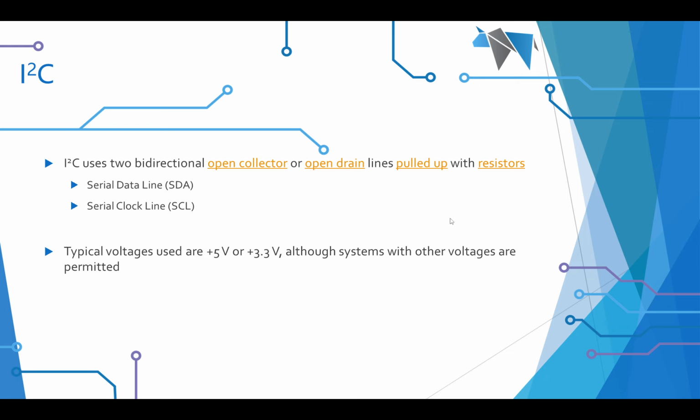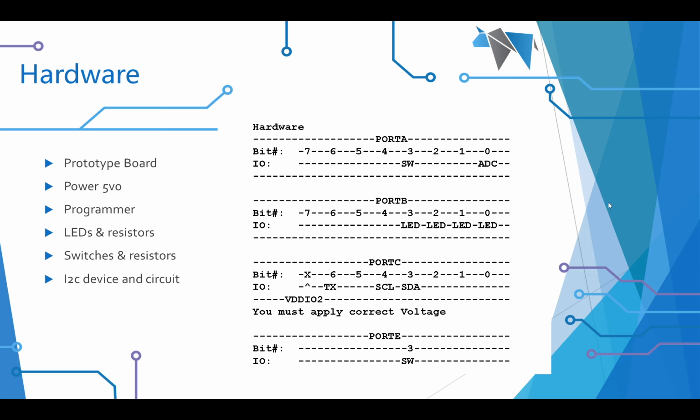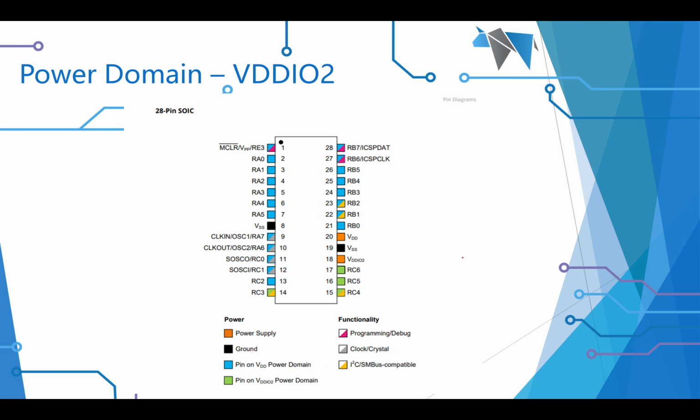Now, touched on this before. It's important that I keep this diagram up to date. I am using for the SCL and SDA port C 4 and 3 respectively, and we're going to check that circuit out. It's the first thing we're going to do. Because I am using the VDDIO2, I have explained this, I need to put voltage onto here. I'm putting 5 volts into here.